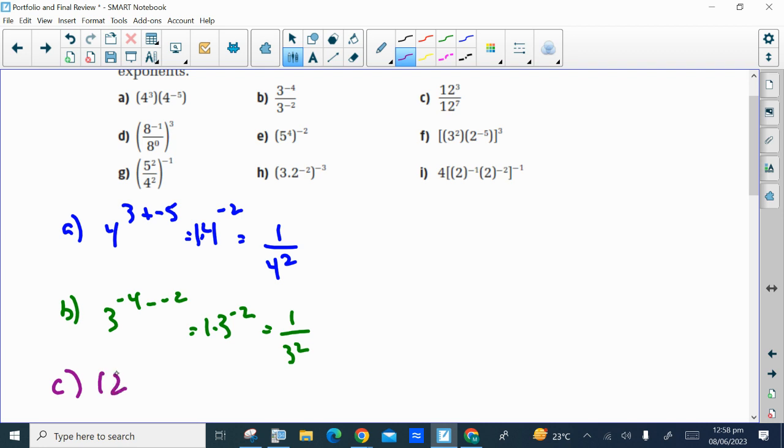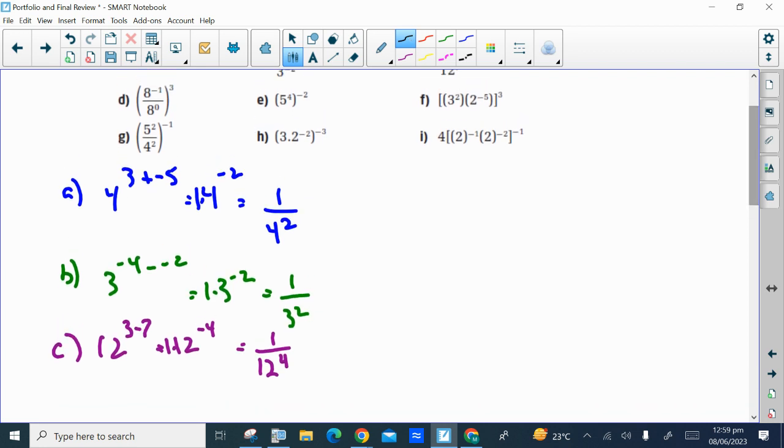Question C, again, you're dividing powers with the same base. You subtract the exponents and the base stays the same. 3 take away 7 is negative 4. This is 1 times 12 to the negative 4, or 1 over 12 to the 4th. So there's your answer for part C.